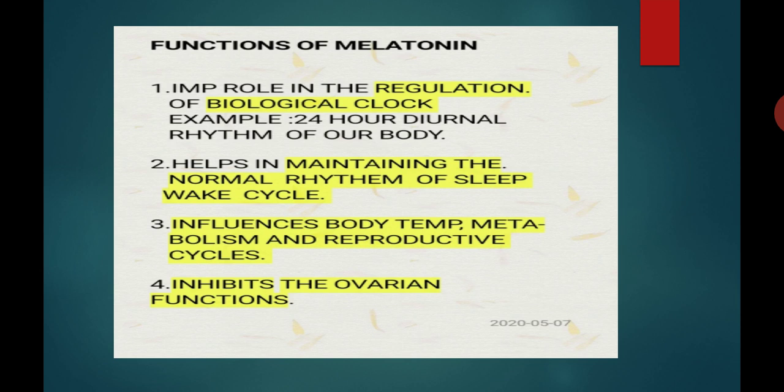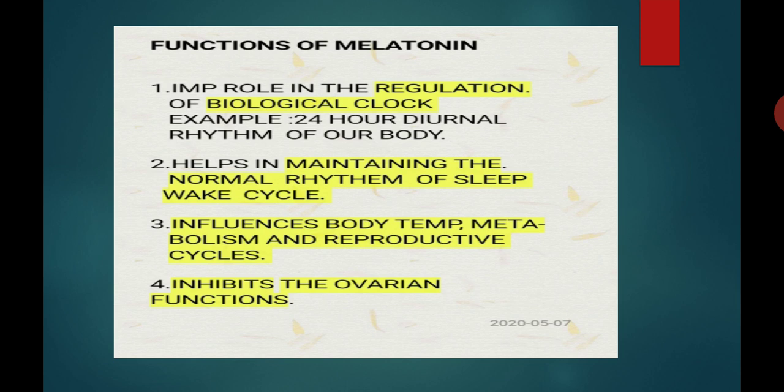Number 2, melatonin helps in maintaining the normal rhythm of the sleep-wake cycle. Number 3, melatonin also influences body temperature, metabolism and the reproductive cycle. And the last and most important function, it inhibits or stops the ovarian functions. These are the 4 functions performed by melatonin.